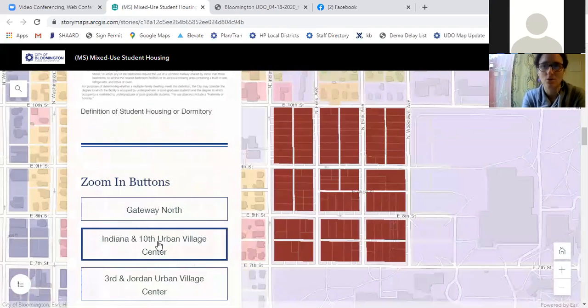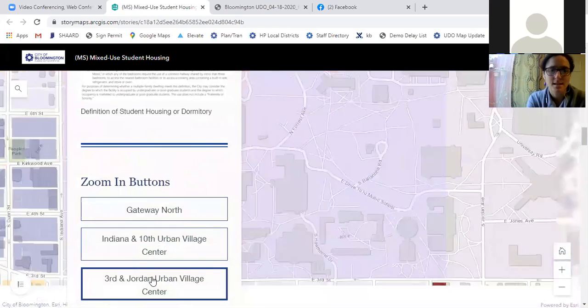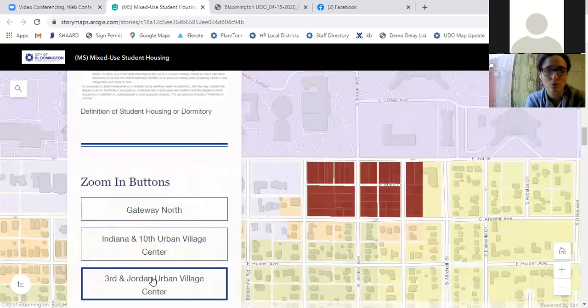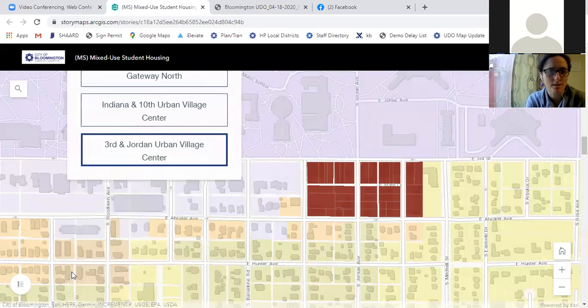And then the second node that we identified was this area here that is bordered by 10th and Woodlawn, and 7th and Indiana. And then the third is the commercial node currently at 3rd and Jordan. So both of these second areas that we have identified are listed as urban village centers in the comprehensive plan.